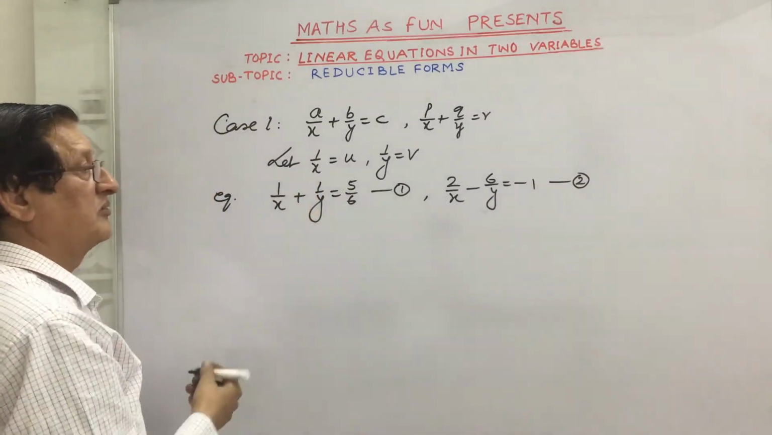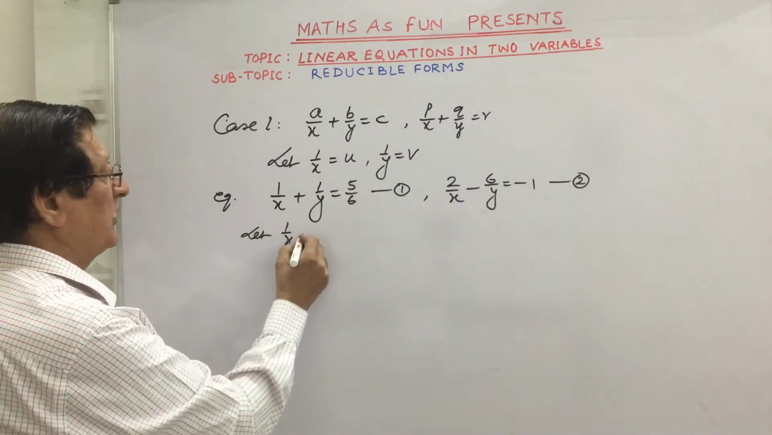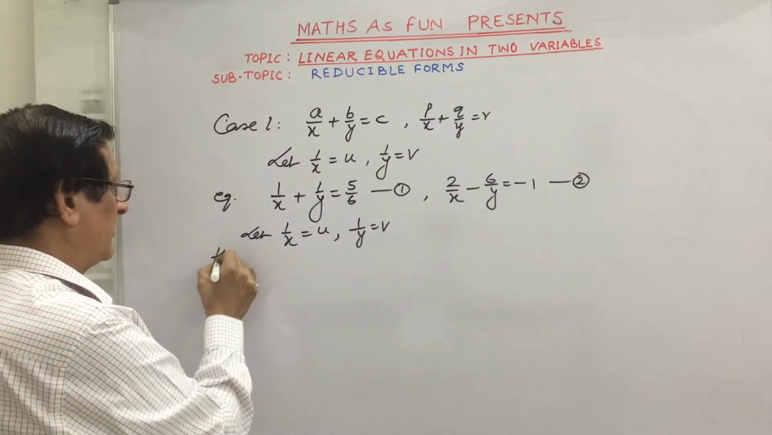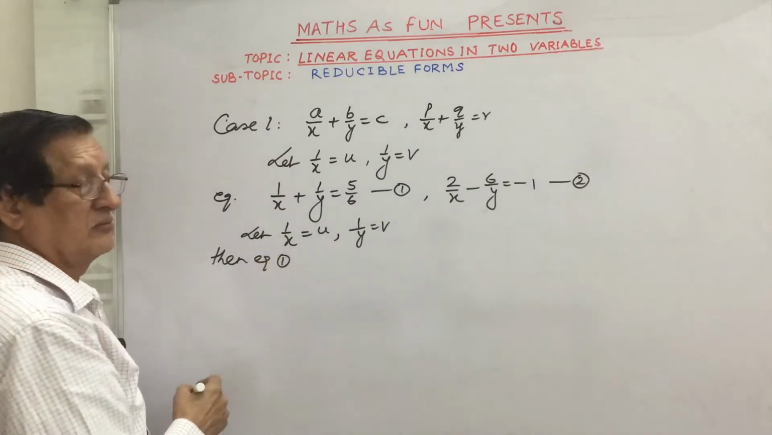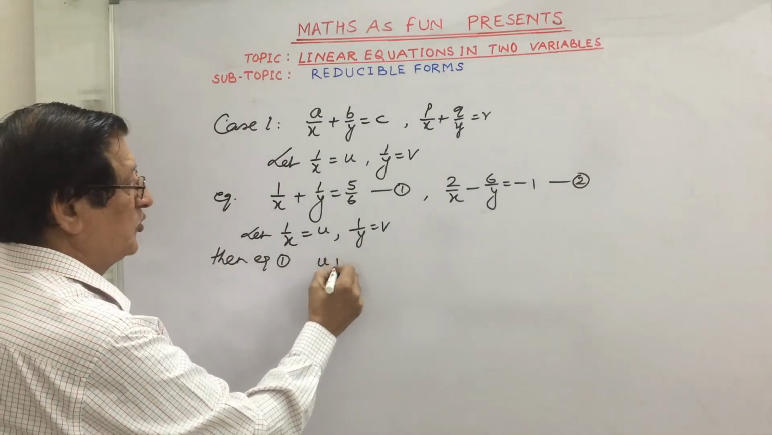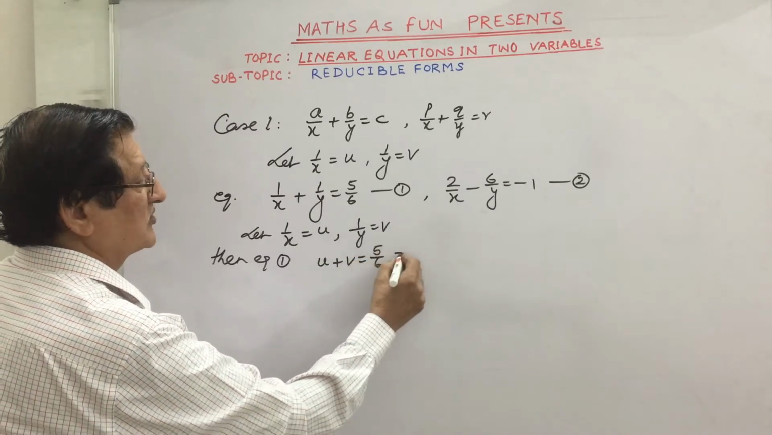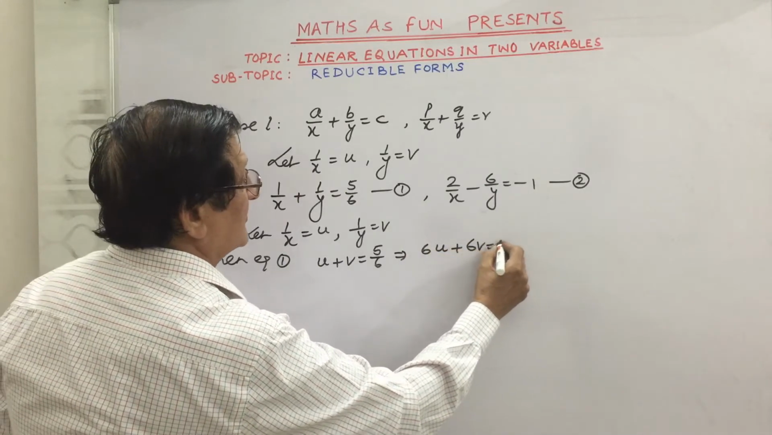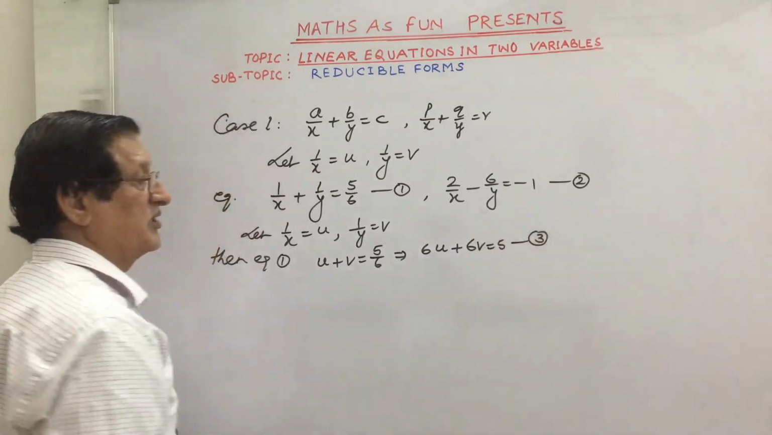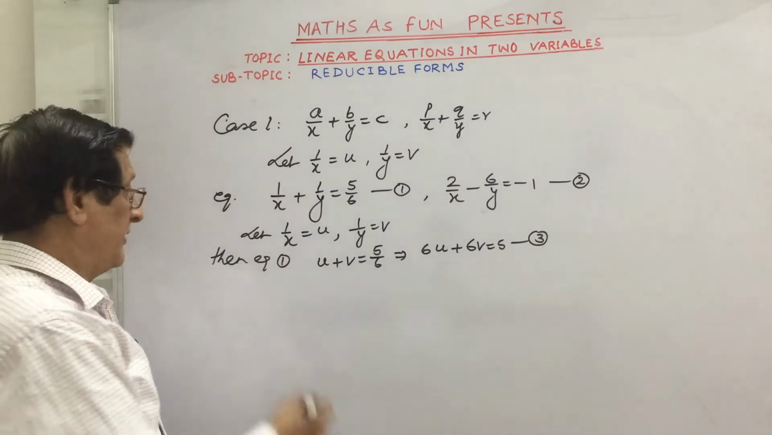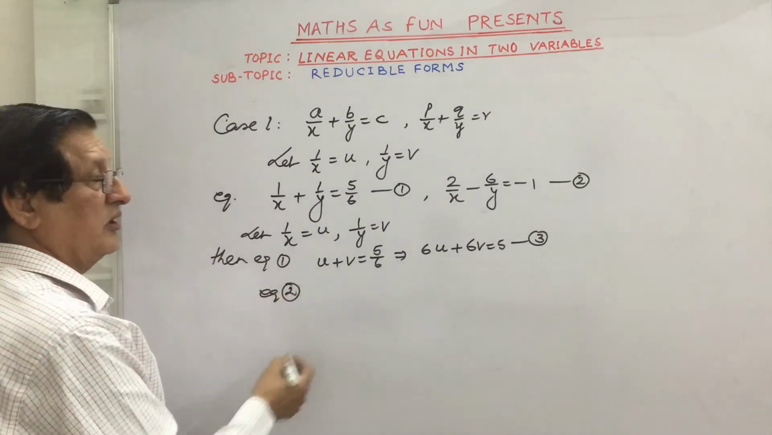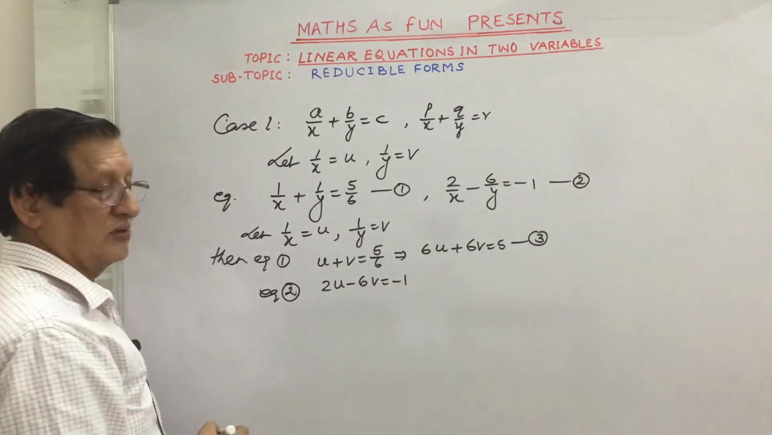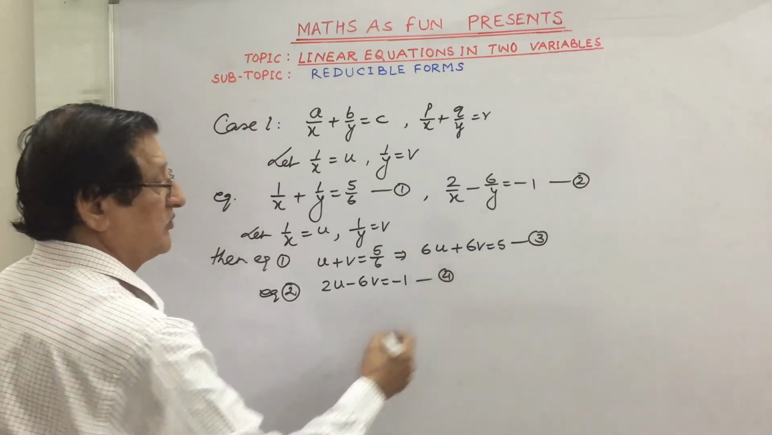As I told you, the algorithm here, we will consider 1 upon x equal to u and 1 upon y equal to v. Then, what will be equation number 1? That will be u plus v equal to 5 upon 6. If we cross multiply, we can write this as 6u plus 6v equal to 5 and we can name it as equation number 3. Equation number 2 in this case will become 2u minus 6v is equal to minus 1. That we can name as equation number 4.